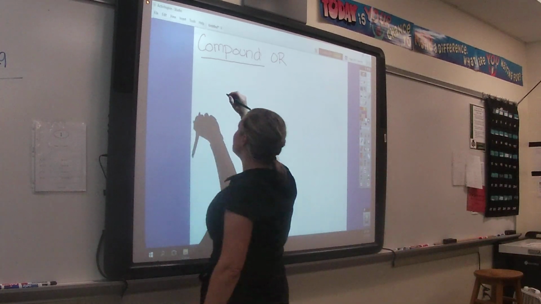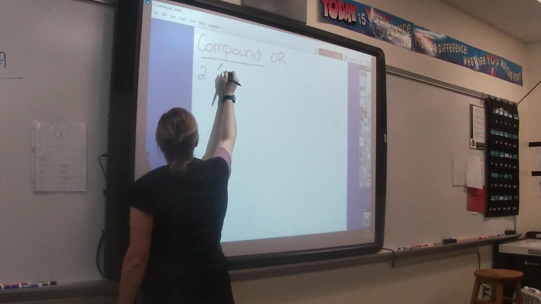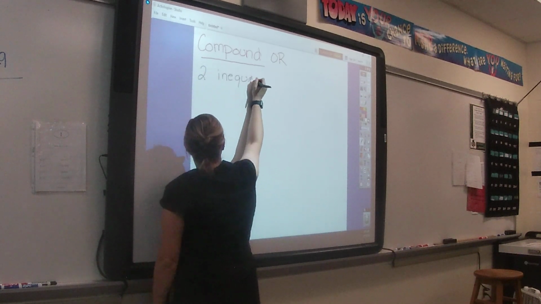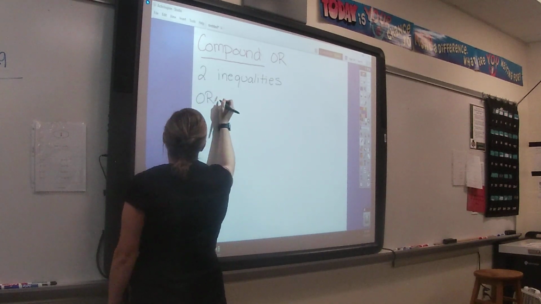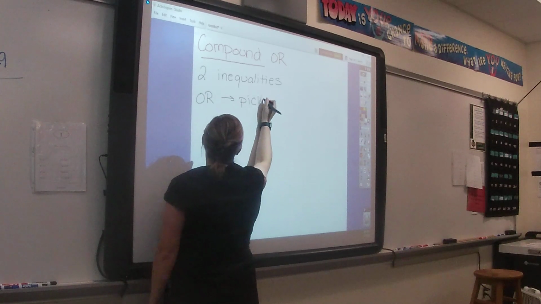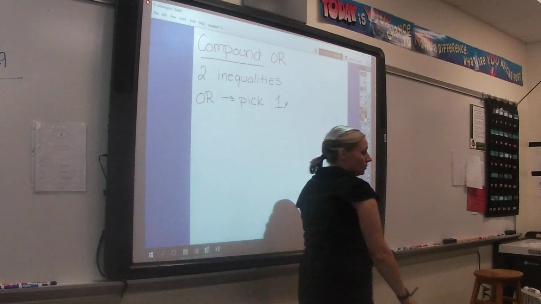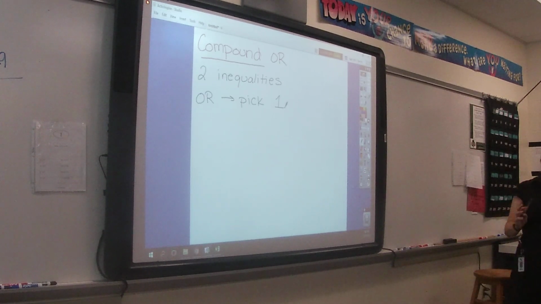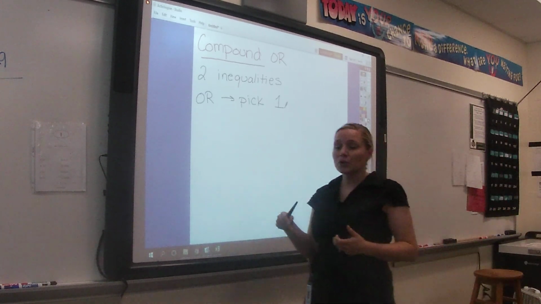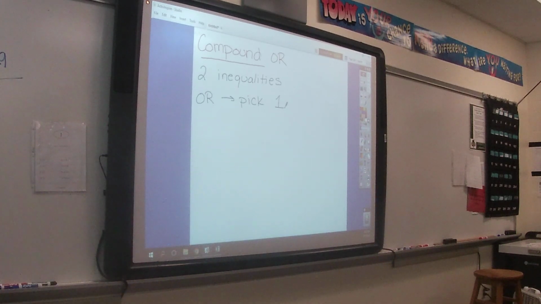So compound means together, so we're going to have two inequalities. And the word OR is telling us that we can sort of pick one. Right? It's like a choice. Do you want this one or do you want this one? You can do either. Either of them are fine. You could get a shirt or you could get pants. They're both correct options. But you're picking from one of them. Does that make sense?